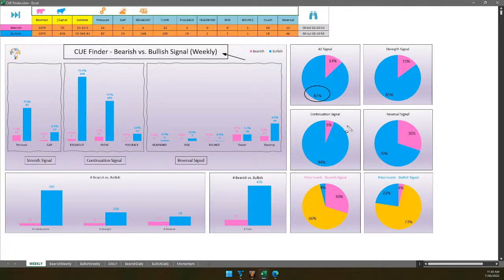87% of all signals bullish, 94%. Almost 100%, you may say, 94%. Trend continuation signals are bullish, strength signals 85%, and even reversal signals 70%. This is getting overbought.